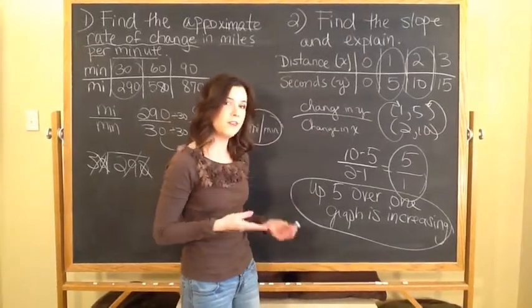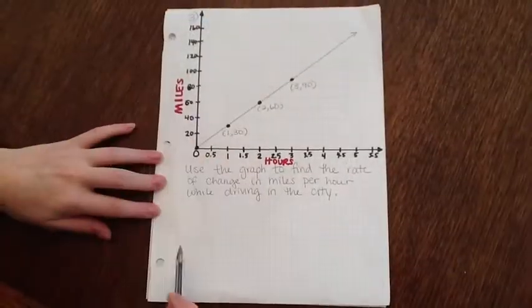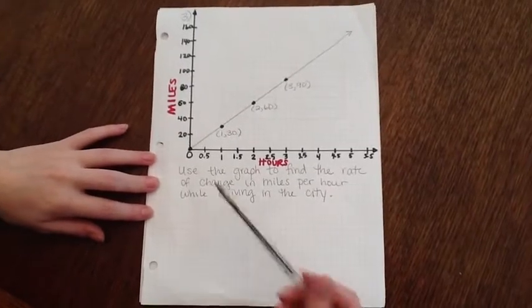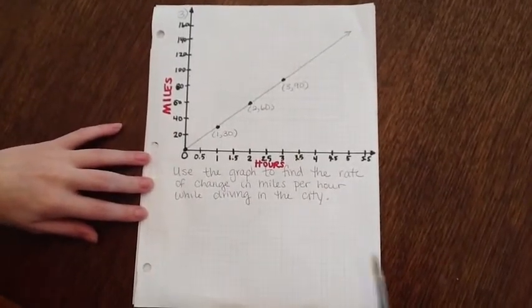Okay, let's go ahead and look at a few more examples. All right, let's look at example number 3. We are given a graph, and we are going to have to read this graph to be able to come up with our answer.